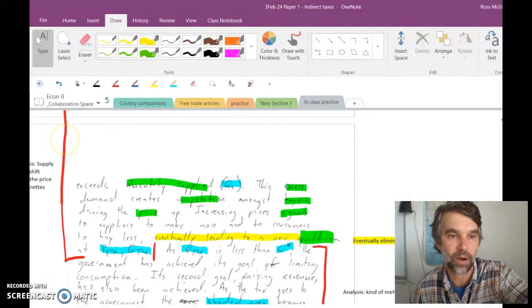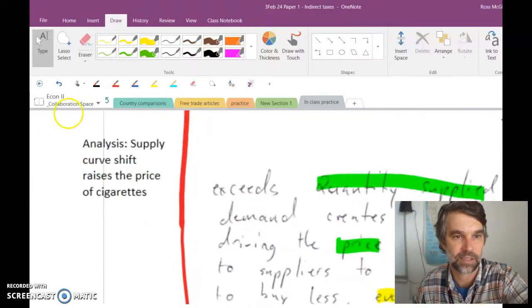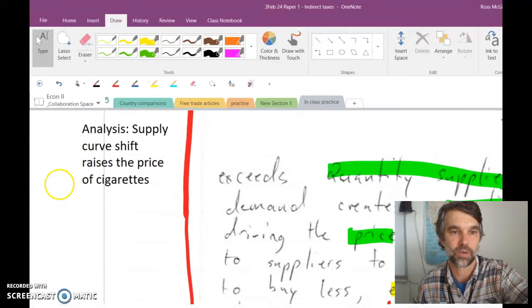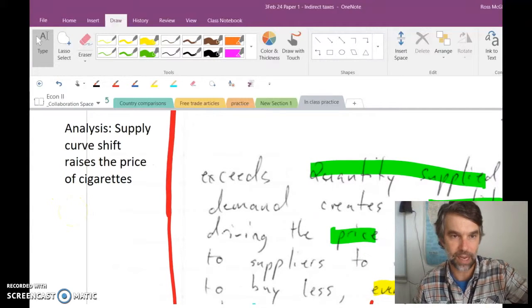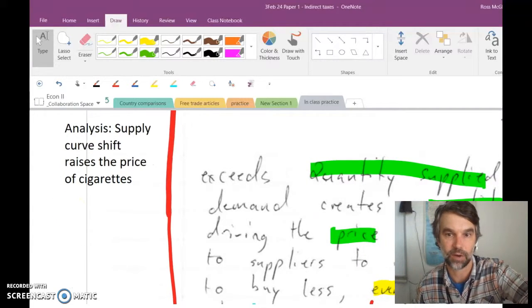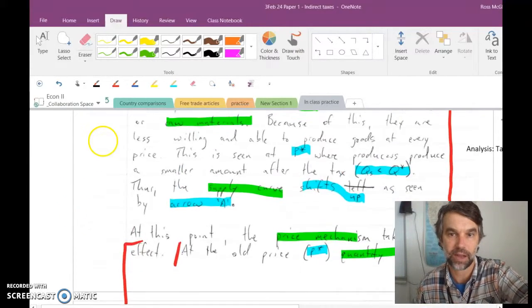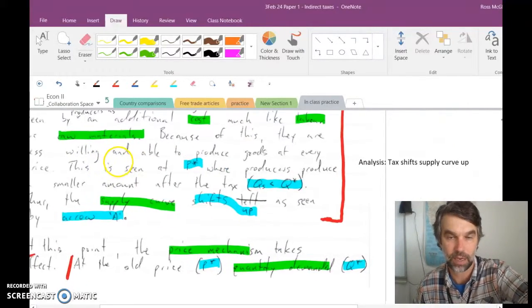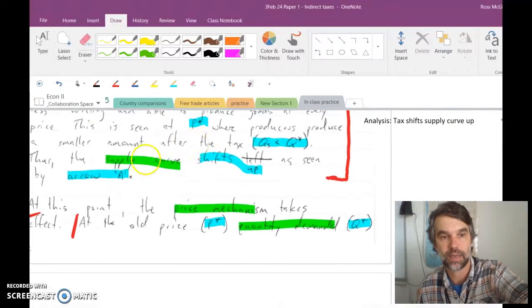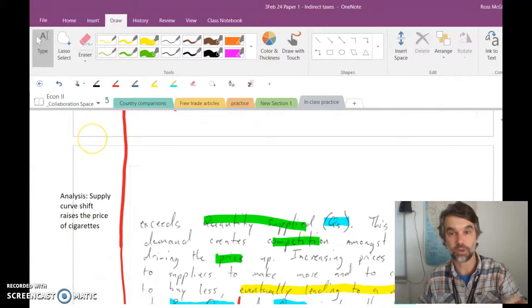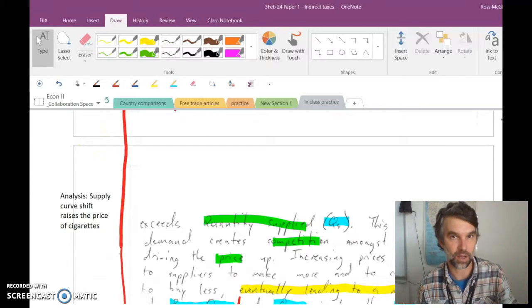So in this new paragraph, now my analysis is that the shift of the supply curve is going to raise the price of cigarettes. You see how those two follow from each other. So I say, look, the supply curve is going to shift up, right? I prove that. Then I talk about since that's true, it's going to cause the price to increase also.